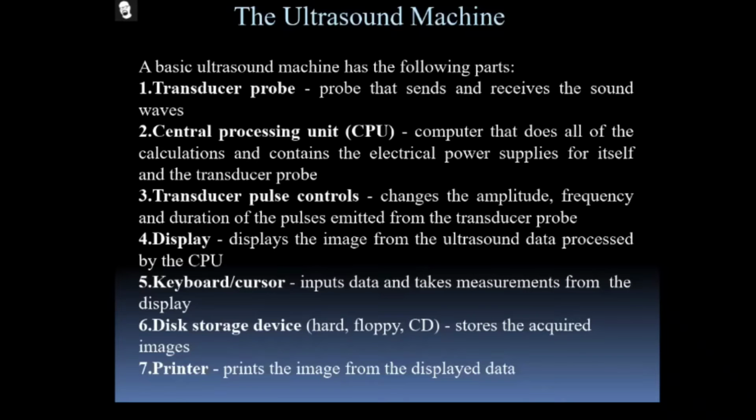According to the capability, we are able to use the ultrasound machine. Then the transducer pulse control changes the amplitude. Through this particular pulse control, we can change the mode of the ultrasound machine. It changes the amplitude, frequency, and also the duration of the pulses emitted from the transducer probe. We can control all of this using the transducer pulse control.